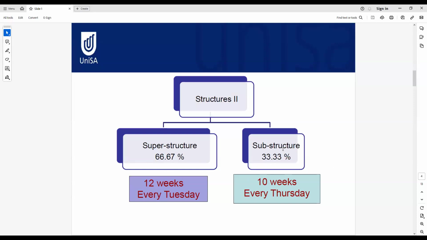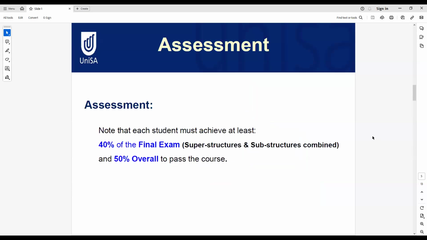For the substructure part, we have only 10 weeks, every Saturday from 11 to 1, and there are no tutorial classes for the substructure part. So if you have any query about the substructure part, we can discuss it in the lecture of the substructure part, or you can even contact me to discuss.